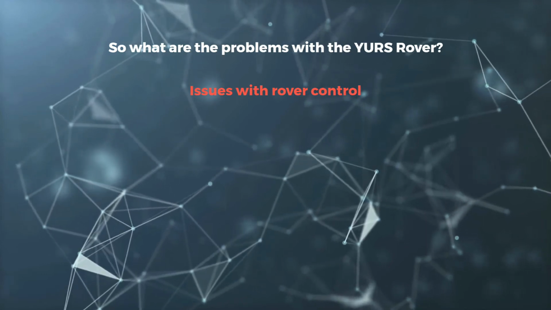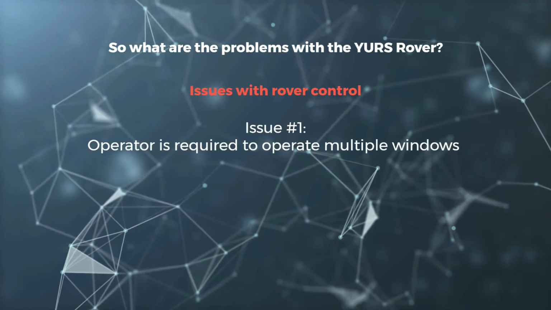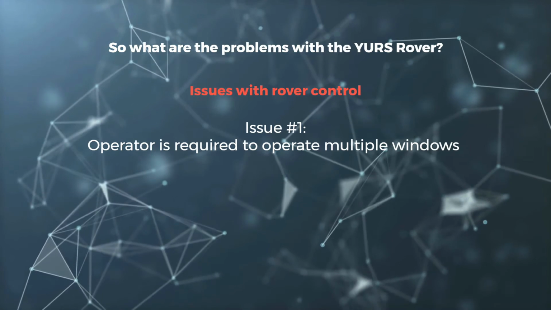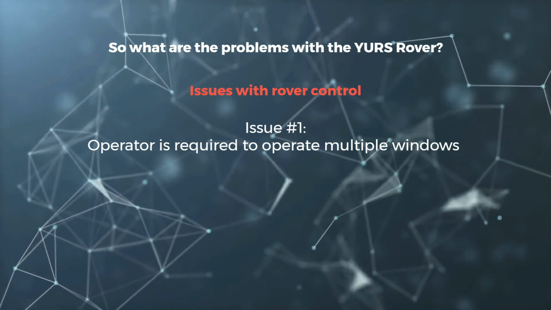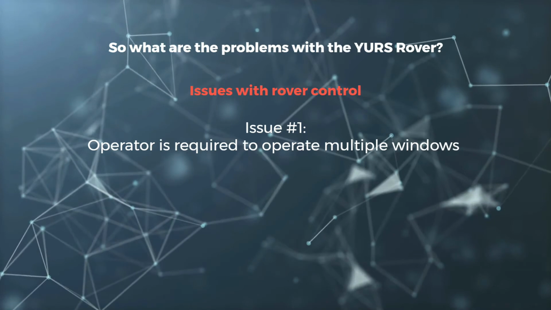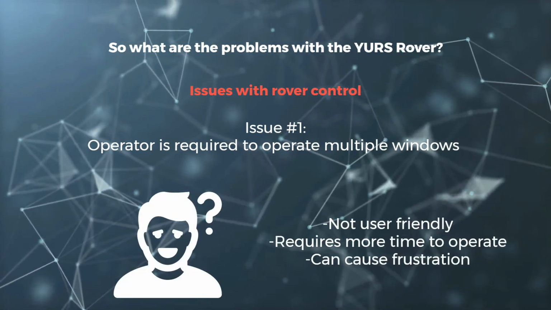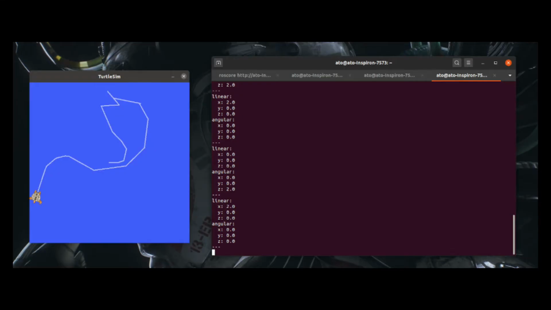The first issue is that when it comes to controlling the rover using the command line interface, the rover's operator is required to monitor multiple command line windows simultaneously. The command line interface is not user-friendly, requires more time to operate, and can cause frustration. As seen in the image here, there are 4 different terminals used for data and input commands. Monitoring multiple terminals is a cumbersome and unnecessarily complicated approach to driving and controlling the rover.